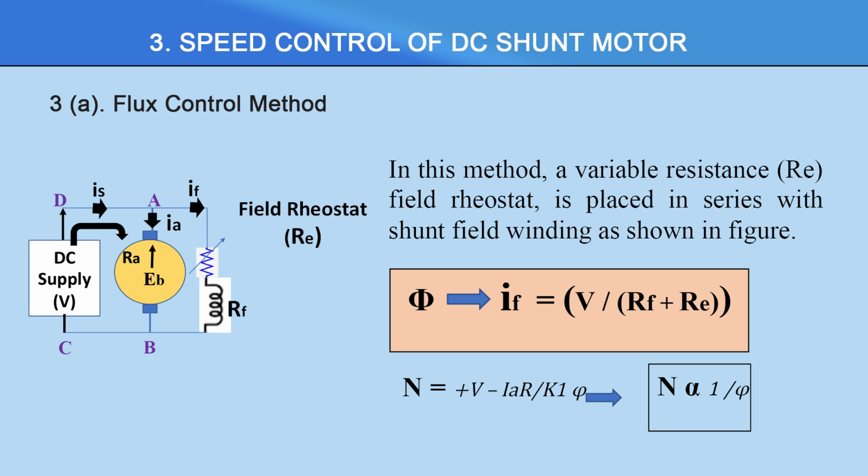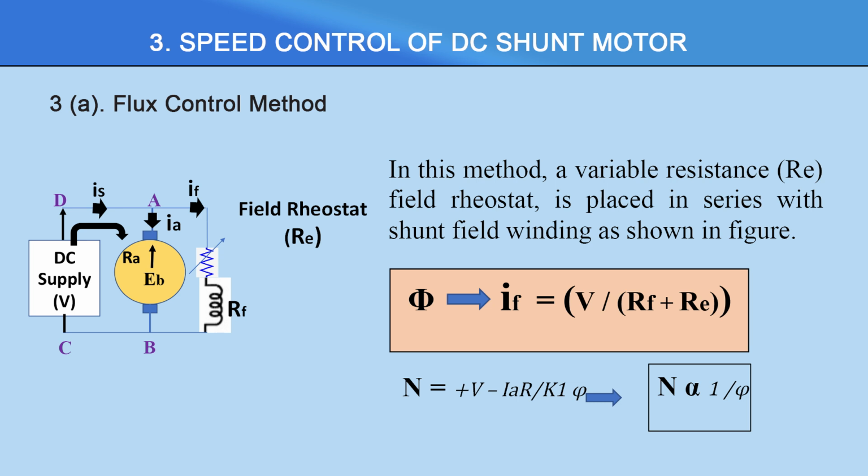Here the DC supply voltage is V, which is able to provide the supply current IS, and it is connected in parallel with the complete armature arrangement having the resistance RA and back EMF EB, and this is connected in parallel with the field winding RF. What is this here? The field rheostat RE. This we have not seen in our previous cases. We have not discussed this in our previous slides in the case of DC shunt motor. This is a new thing.